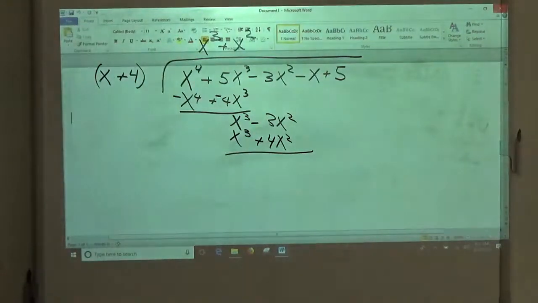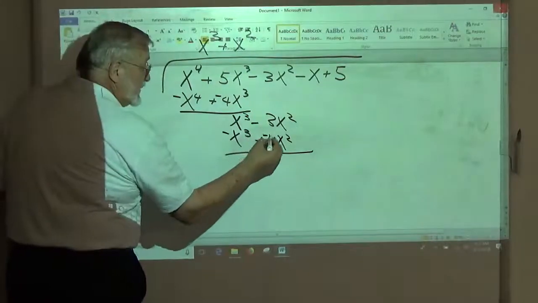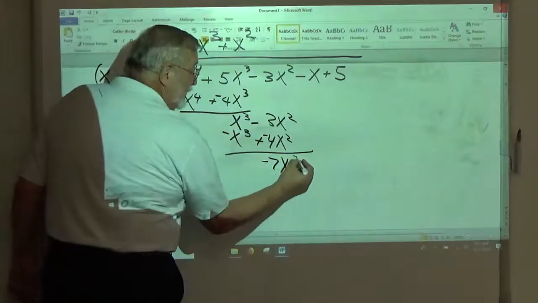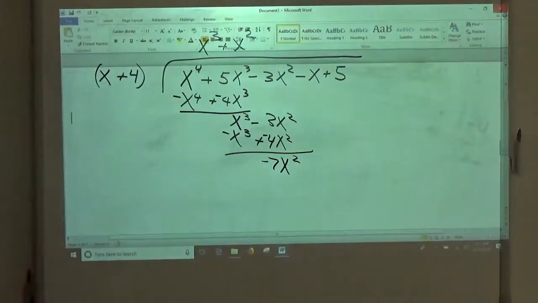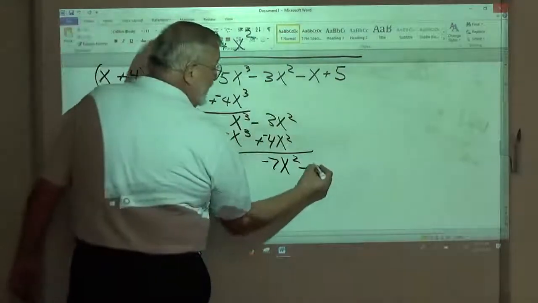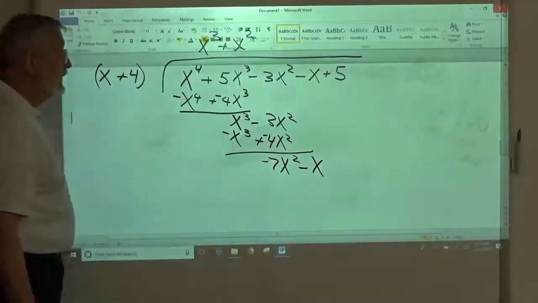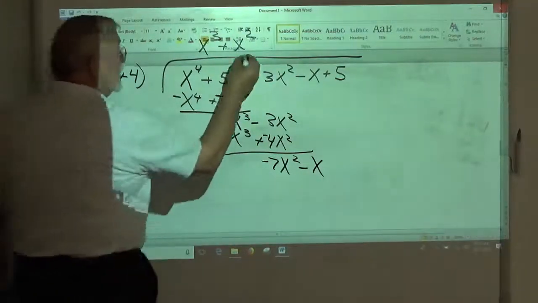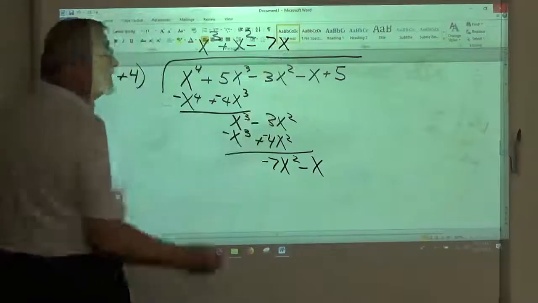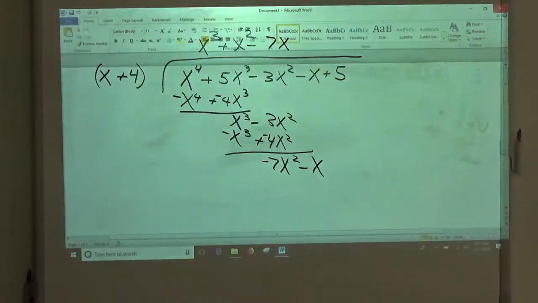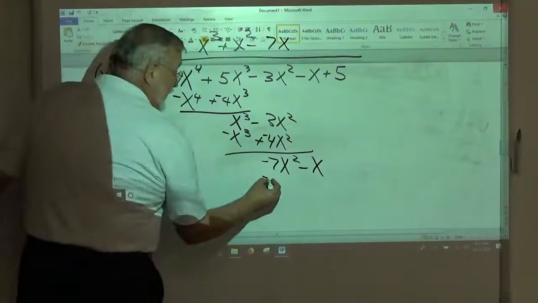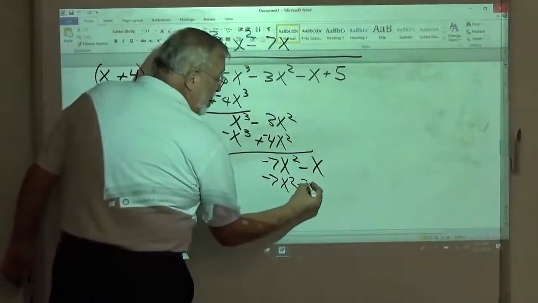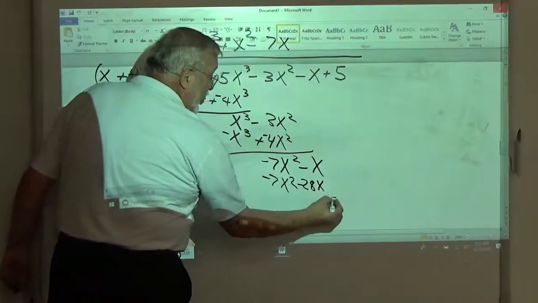Now, multiply by -1, change this to negative and this to negative, and that makes 0, but this will make -7x squared. Bring down the negative x. Now, what do I multiply x by in order to get -7x squared? I better multiply it by -7x. Okay. So, that gives me -7x squared, and -7x times 4 is -28x.